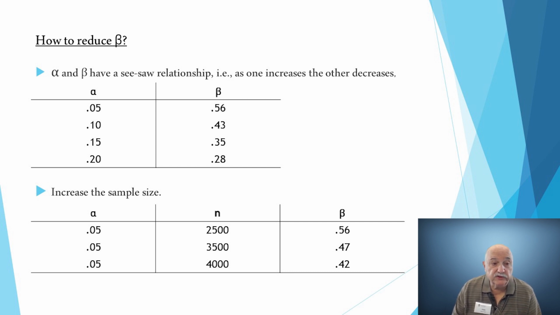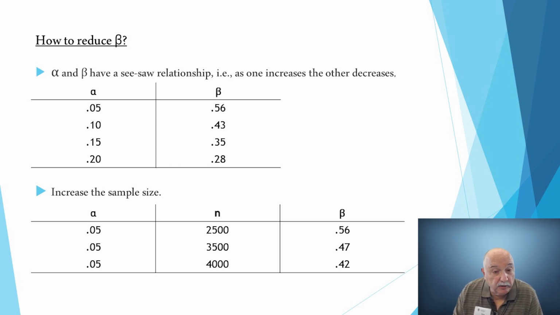If alpha goes up to 0.15, beta reduces to 0.35. If alpha goes to 0.20, beta reduces to 0.28. All right, so you see what's happening. As one increases, the other one decreases. Still not happy with having an alpha level of 0.20 and a beta level of 0.28.